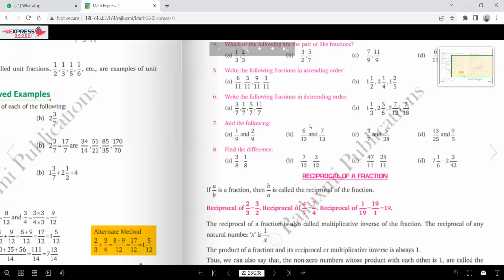B part is 6 upon 13 and 7 upon 13. So the task is very simple. We don't need to do any hard work. We just simply write down 6 upon 13 and 7 upon 13. You can see that this is a like fraction, so the answer would be added. 13 is written in the denominator and we will add 6 and 7. 6 and 7 will become 13, and 13 divided by 13 will become 1. So the answer will become 1. I hope you get this point.